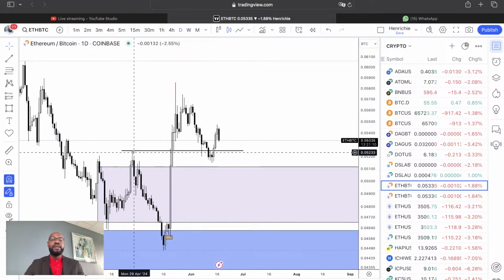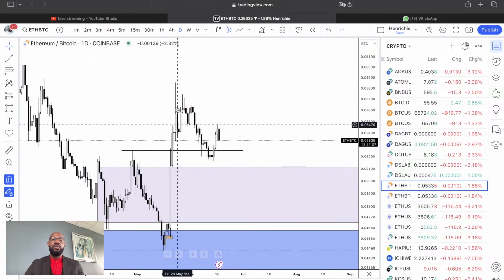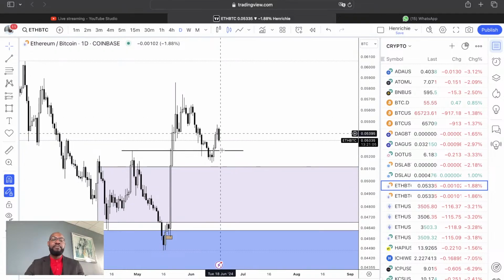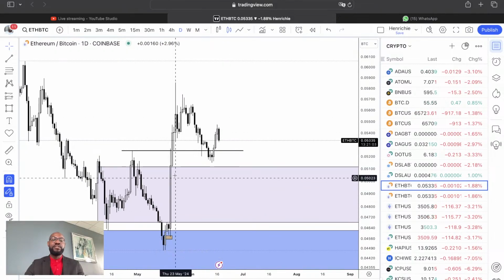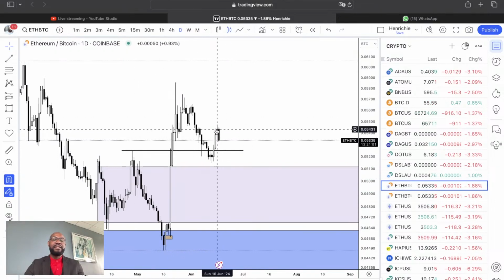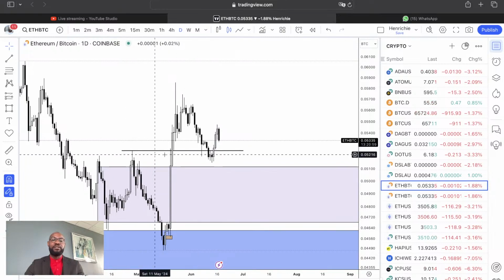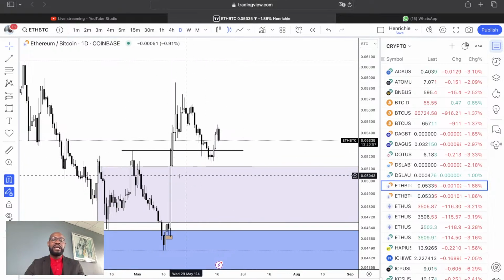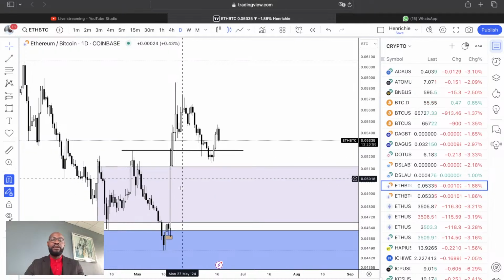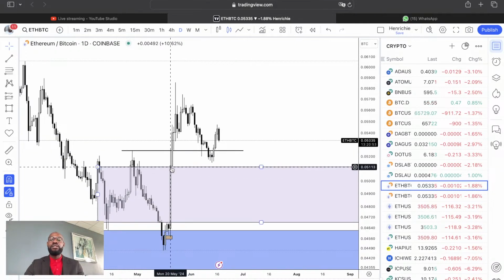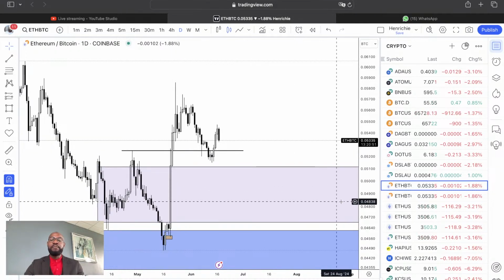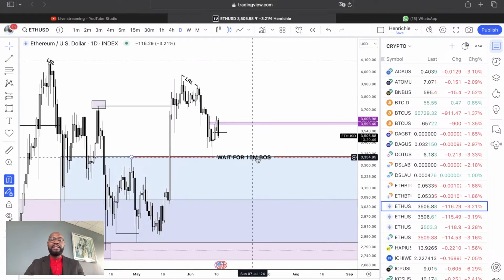So for Ethereum against Bitcoin, as you can see, we'll have a high, a low, and a break of structure. I want to see price come down to mitigate this inefficiency. And you can see how nicely price came down, tapped the highs, but I'm not satisfied with this. I would most likely prefer this inefficiency to get filled. But even if it doesn't get filled, I still would love to see Ethereum mitigate this high.